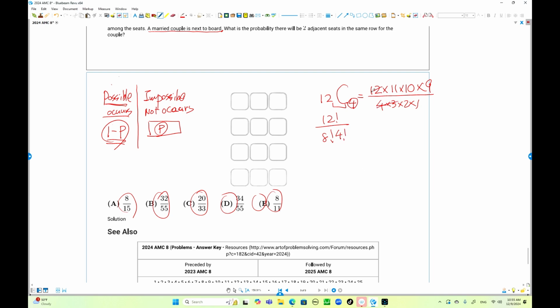So the 12 cancels out, and this is the 1, this is 5. So 11 times 5 is 55, times 9 is what? 495. We have 495 combinations for the empty seats. Okay, we have 495.